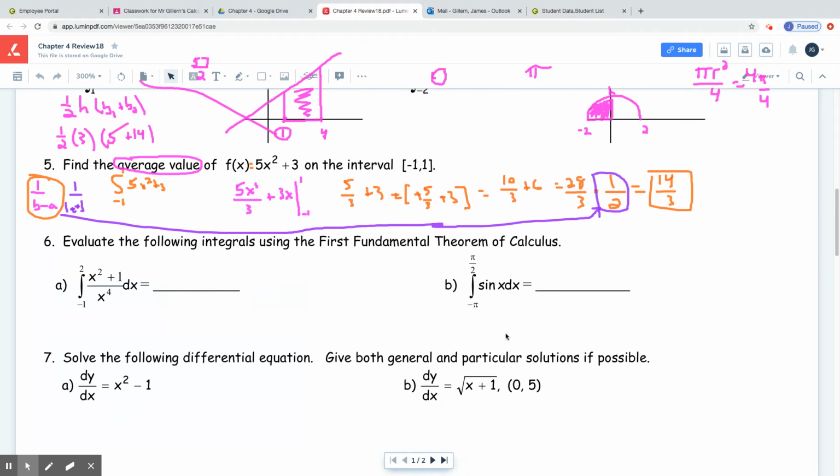All right, 6. Evaluate the following using the first fundamental theorem of calculus. First fundamental theorem of calculus is what we just did in the previous problem without multiplying by the average value. All right, so in this case, I would need to split these up first. I've done this a bunch of times now. So this is really the integral of 1 over x squared, which is x to the negative second, plus x to the negative fourth.